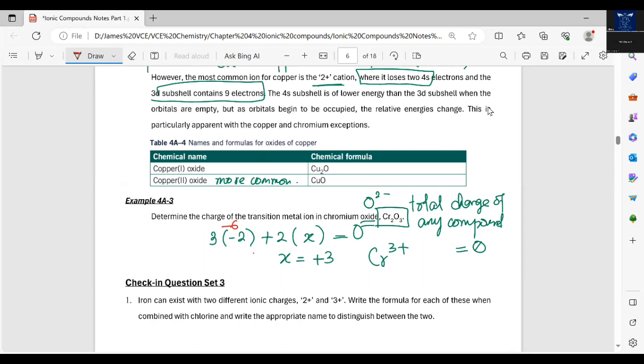I believe you are able to follow this particular equation. What we are trying to do is minus 6 plus 2x equals 0. So 2x is equal to plus 6, so x is equal to 3. So that's why the charge of chromium is 3. Make sense?